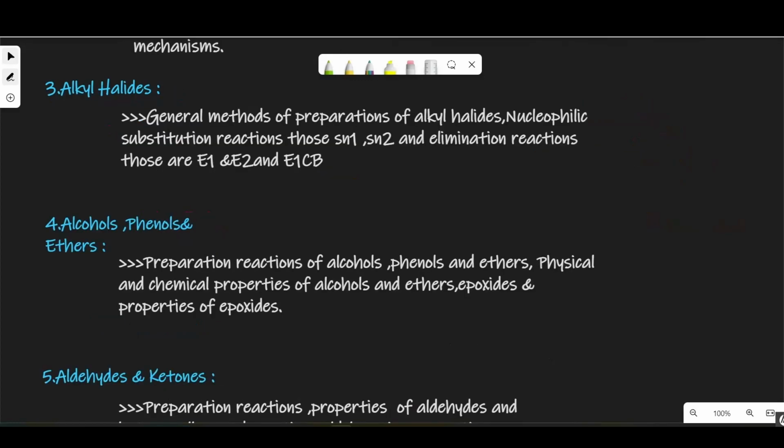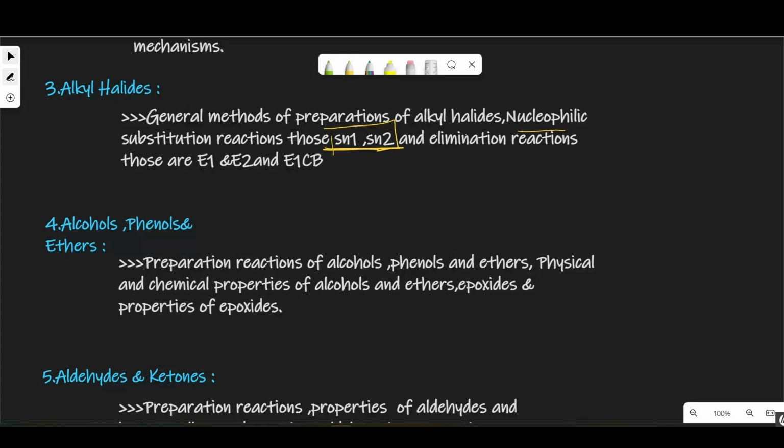Let's move to the other chapter, that is alkyl halides. In this we need to learn about general methods of preparation of alkyl halides. And here we will get to know what is SN1, what is SN2. These are the basic reactions. These are all nucleophilic substitution reactions and elimination reactions. We need to learn so many things in alkyl halides. So we need to learn step by step. After getting a conceptual idea of one chapter, then we need to move on to the next chapter.